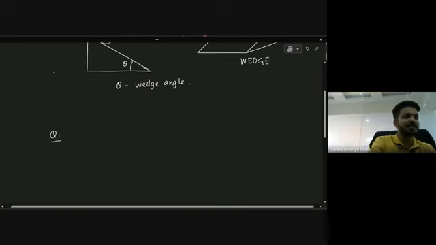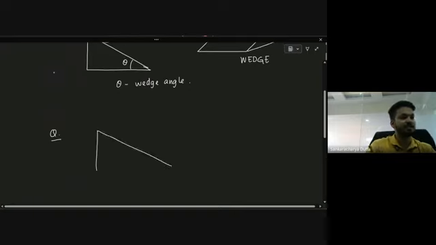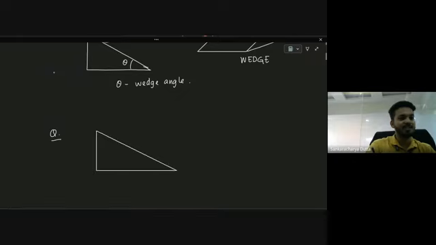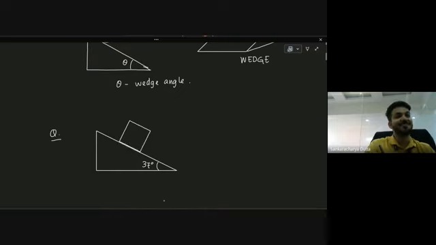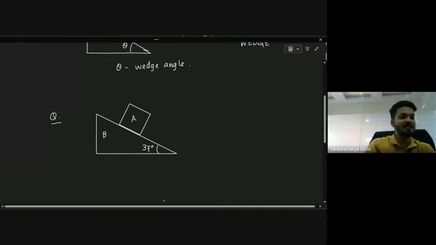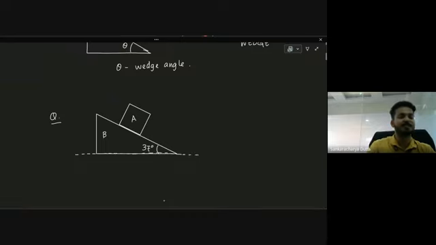So here the question is something like this. I have a wedge whose wedge angle is 37 degrees. On top of it is a block which is sliding down. I have a block; this block is A. The wedge here is B. All the surfaces are frictionless. That means there is no friction between the wedge and the floor also.